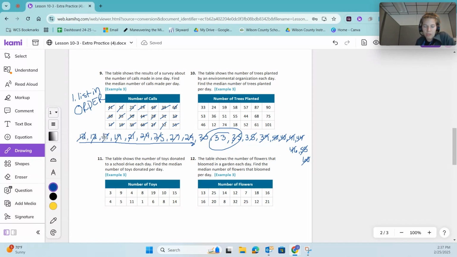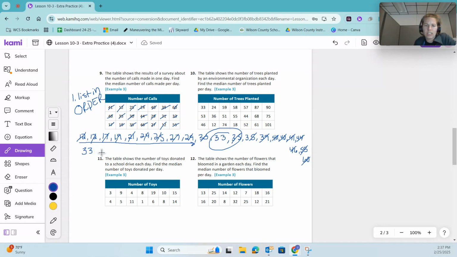Now I should go back and double check this. I should go 1, 2, 3, 4, 5, 6, 7, 8, 9, 10. And I should also have 10 on the other side: 1, 2, 3, 4, 5, 6, 7, 8, 9, 10. Okay, so 33 is the median.